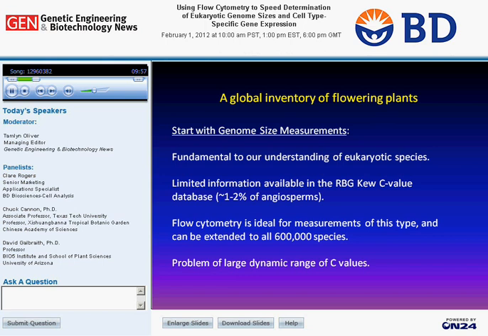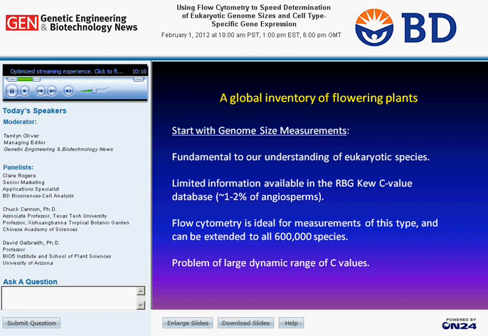But as I've mentioned, and I've already shown, flow cytometry is ideal for measurements of C values, and you can extend them, I think, now to all 600,000 species. But one problem you immediately encounter is something called the dynamic range of C values. That is the range over which C value can vary within the plant kingdom.